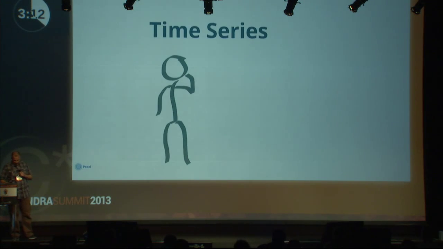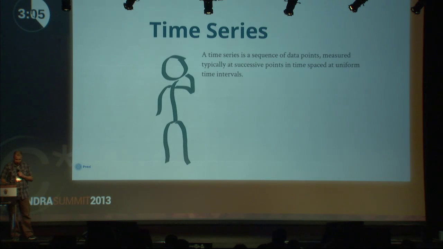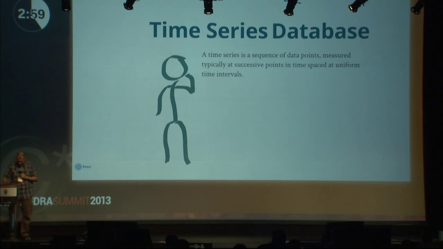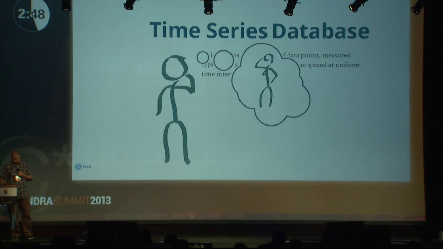Bob learns the type of data he wants to store is called time series data. A time series is a sequence of data points measured typically at successive points in time spaced at uniform time intervals. Bob needs a time series database. And wouldn't it be great if that time series database ran on Cassandra? Bob has always had a thing for Cassandra. No, Bob, you don't have time for that, Cassandra.